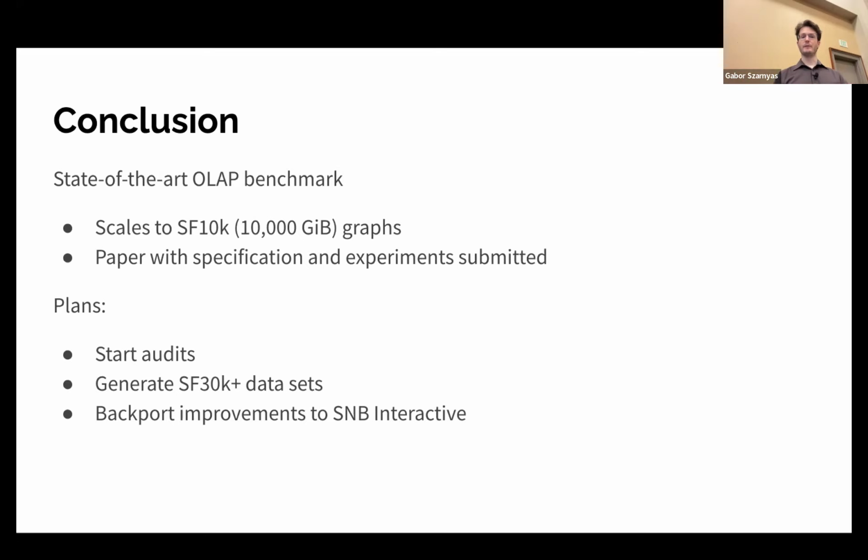As to our next plans, we, of course, are very interested to start audits with this new benchmark, go to larger scale factors, and then backport the improvements, including the inclusion of deletions and also the larger scale factors, to the SNB interactive framework. Thanks, and I'm happy to take any questions.